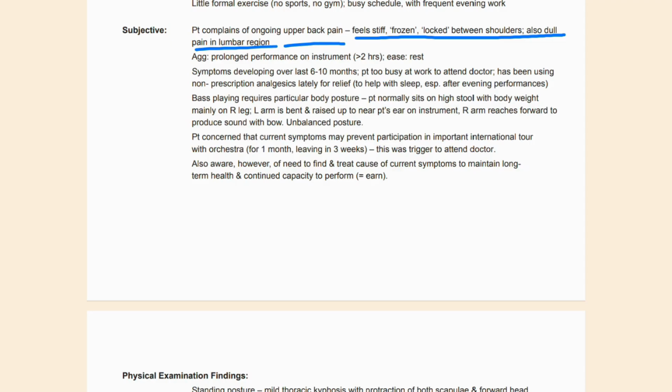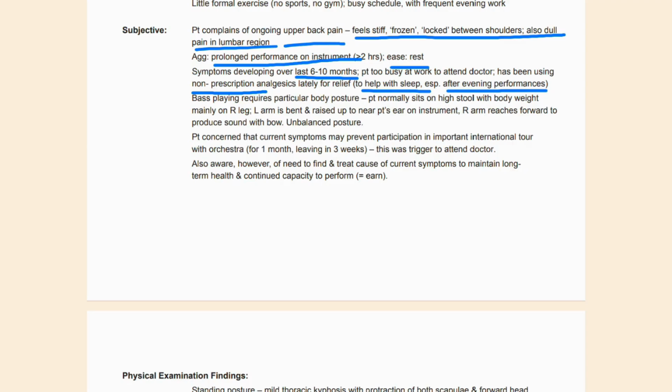This complaint was aggravated when the patient is having prolonged performance on instruments, more than 2 hours, and eased by taking rest, which is also important. Symptoms developing over the last 6 to 10 months, it's semi-relevant. You can include it or you can skip it. Patient too busy at work to attend doctors, has been using non-prescription analgesics lately for relief. See, it's very important that the patient is using non-prescription analgesics. Even the GP did not prescribe the analgesics. It's a self-prescribed medicine the patient is taking to get better sleep, especially after the evening performance. That also we can include.